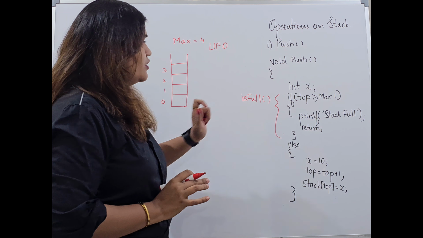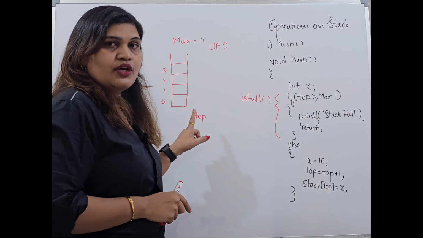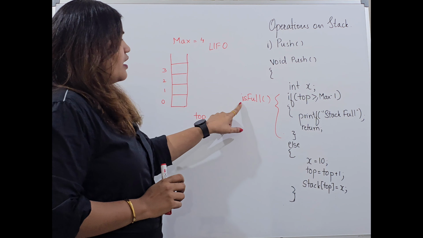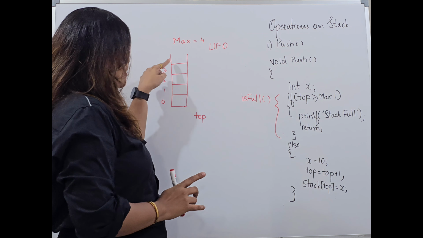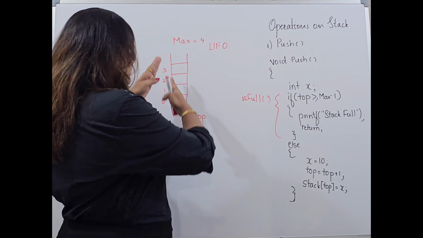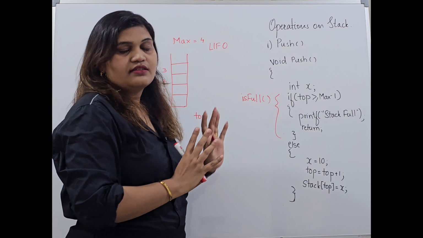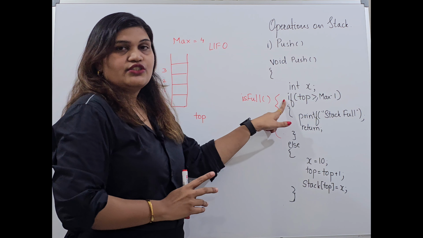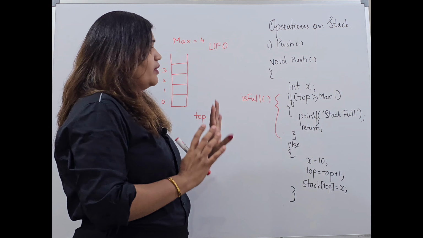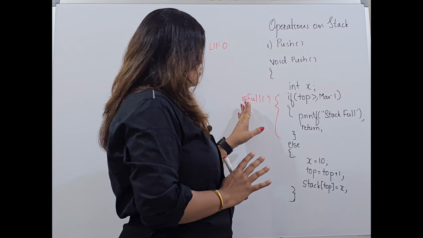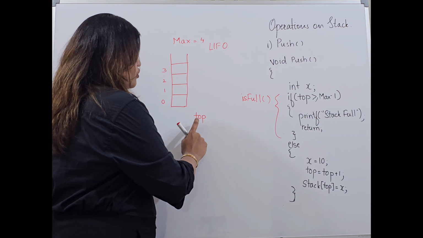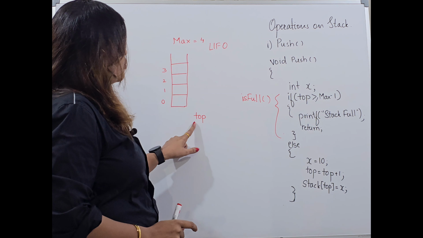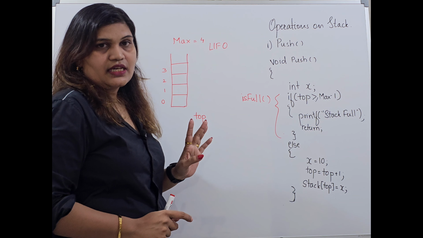Now what is this isfull condition? In this particular concept, we need to check whether our stack is full. For me to enter an element, I need to check whether there is space available for me to insert the element. So this is the condition that is checking. Now how am I supposed to know whether my stack is full? Here we already know that our top always points to the topmost element in my stack.